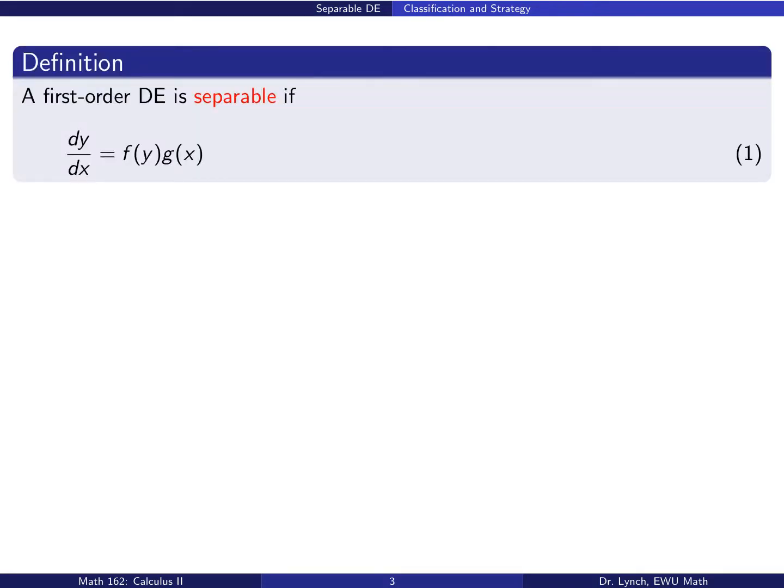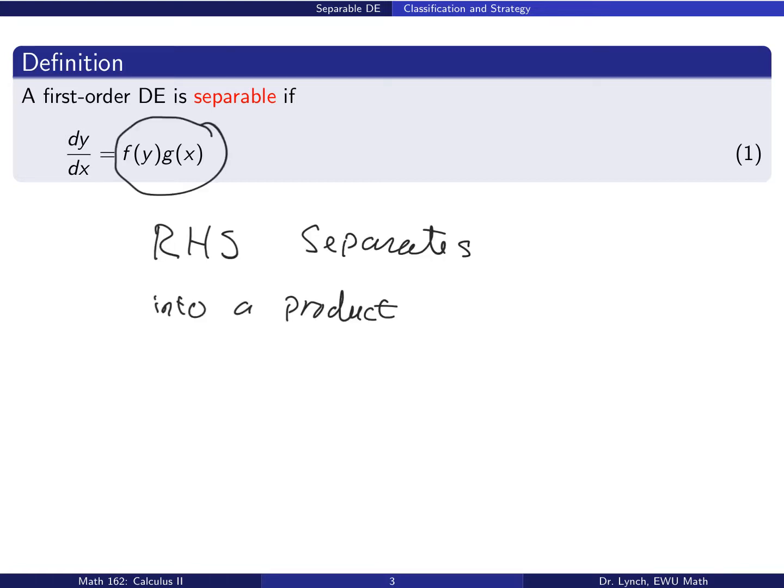So a first order differential equation is separable if it can be written in the form dy/dx equals f of y times g of x. So this is where the term separable comes from, that the right-hand side separates into a product, a pure function of the independent variable, in this case x, and a pure function of the unknown function. The unknown function here is y. So here's an example.